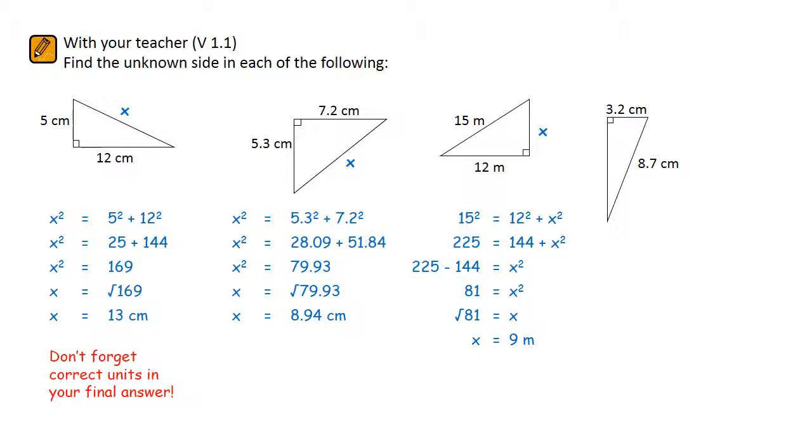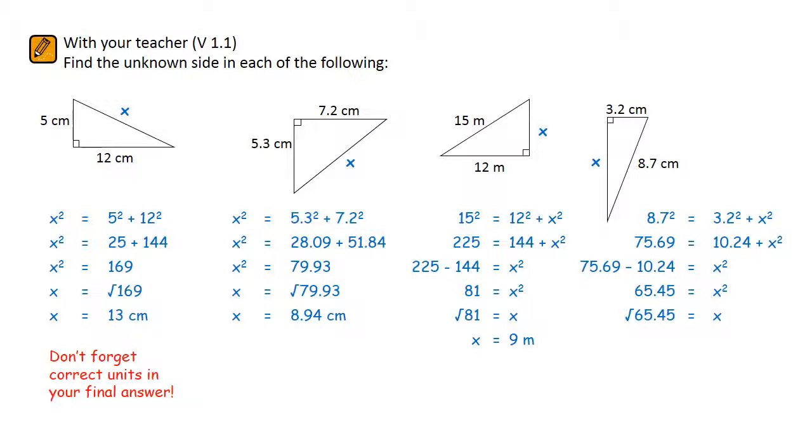In the last example, again, the side that we are trying to find is not the hypotenuse. But we'll start off by saying the hypotenuse squared is equal to the sum of the other two sides squared. 8.7 squared equals 3.2 squared plus x squared. Square out the numbers. Take 10.24 away from both sides of the equation, and we'll have x squared. Then take the square root to find out x. X is equal to 8.09 centimetres.